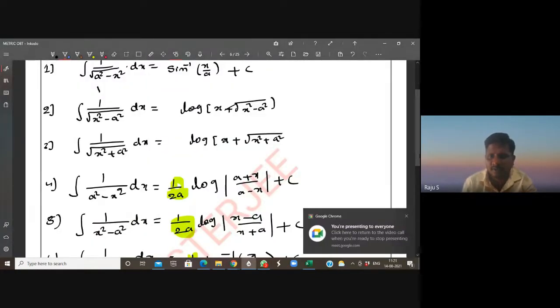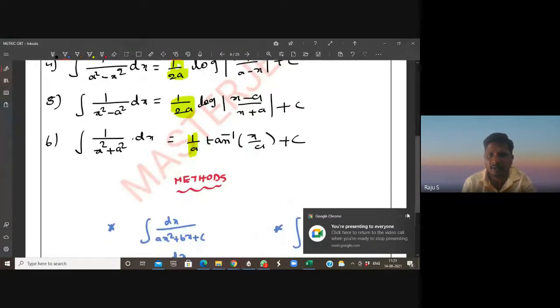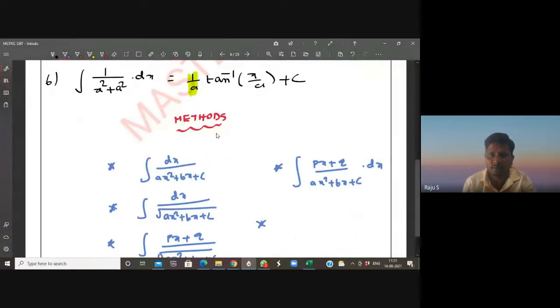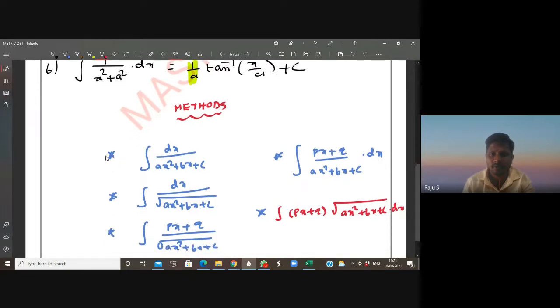Right, is it clear? These are the methods. These are actually very important for JEE Mains level, this concept, especially the last one. This is very, very lengthy, like integral of px plus q into root over ax square plus bx plus c into dx. So these are the different types there will be. This is type one, this is second type, third type, fourth type, fifth type.